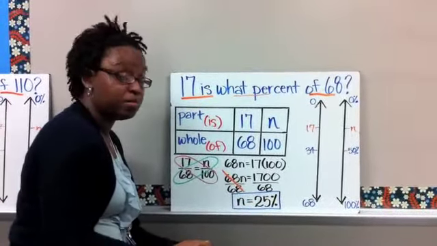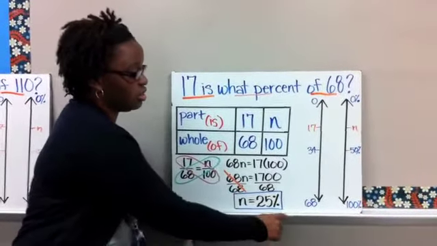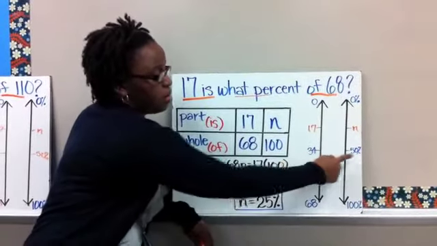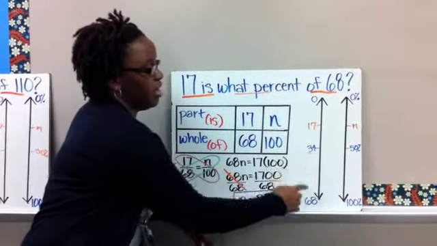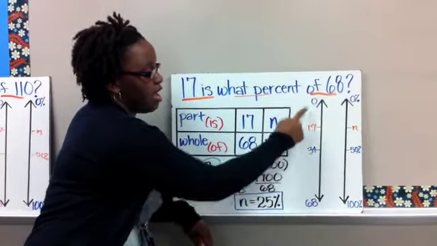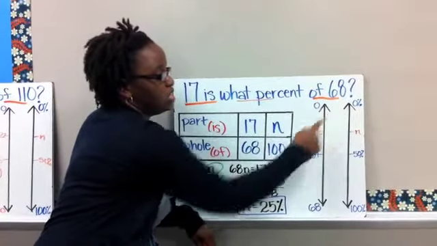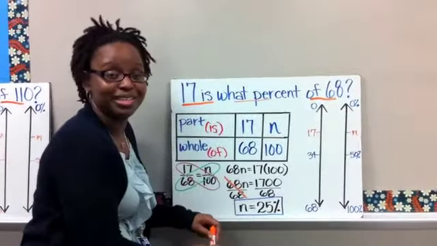If you used your percent benchmarks, you can make sure that your answer is reasonable. Halfway between 0 and 68 would be 34. There's our 50%. And then 17 is probably about halfway between 0 and 34. So my percent should be halfway between 0 and 50, which is 25%.